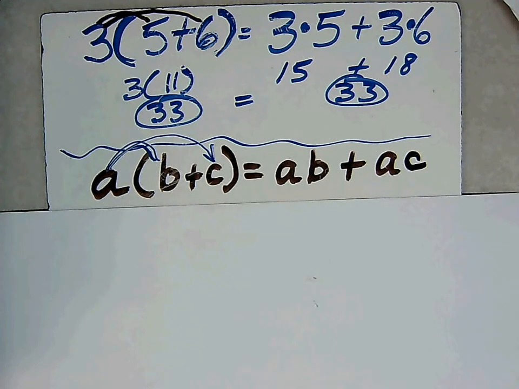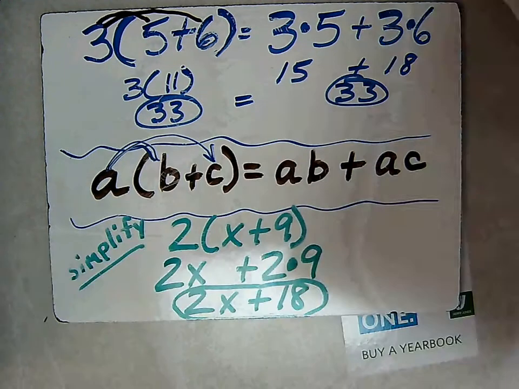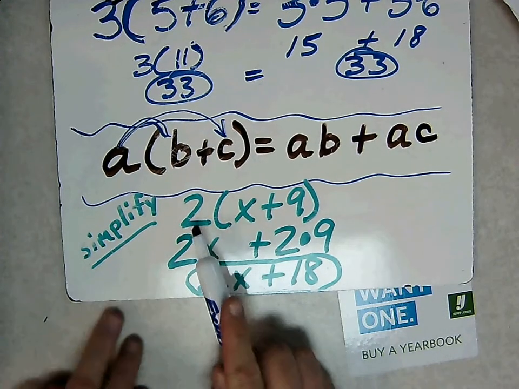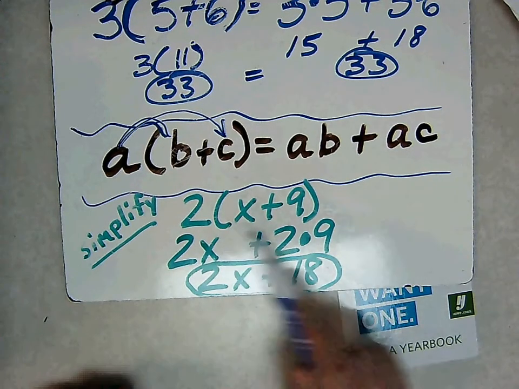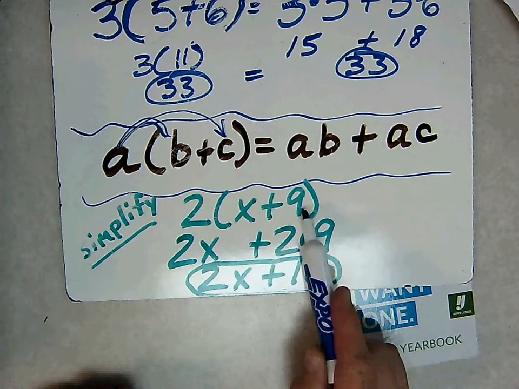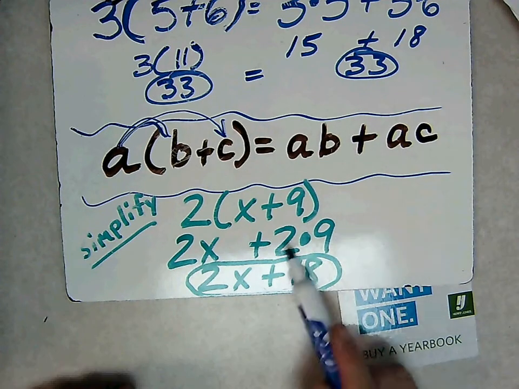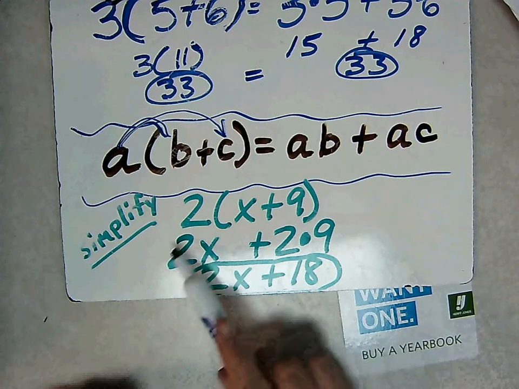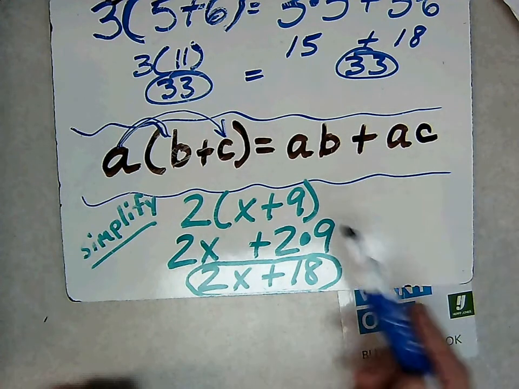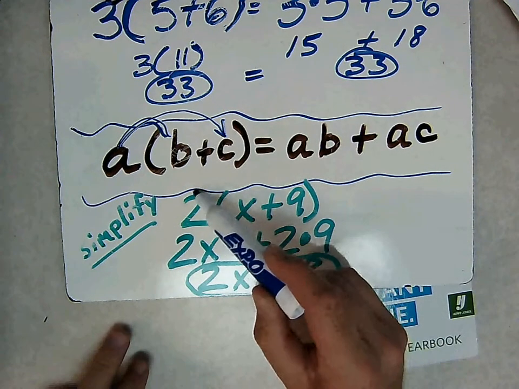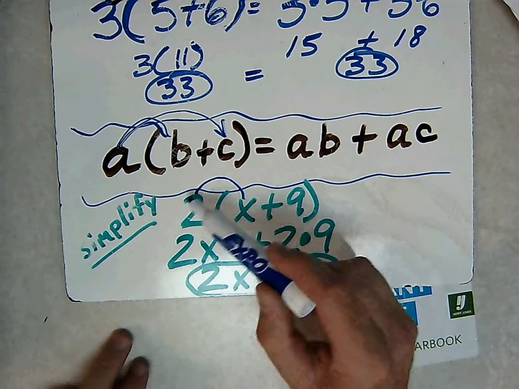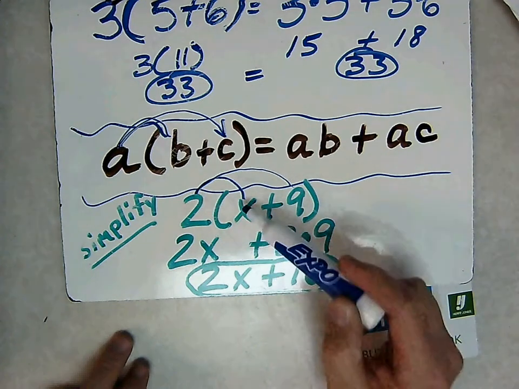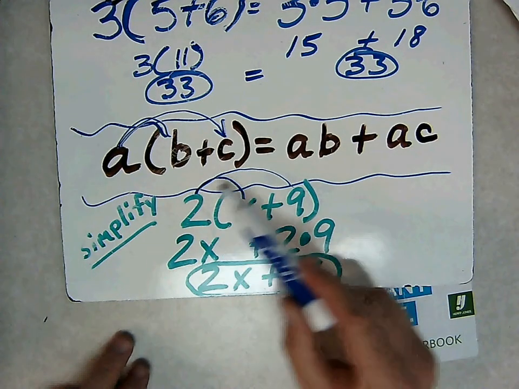Then last example. For example, we've got 2 times everything in here, x plus 9. And we're not going to solve for x. We can't do that. There's no equals. There's no greater than or less than inequality. So it's just an expression. But it works the same way. 2 for the x, and 2 can also go to the 9. So 2 times x, 2x. 2 times 9.